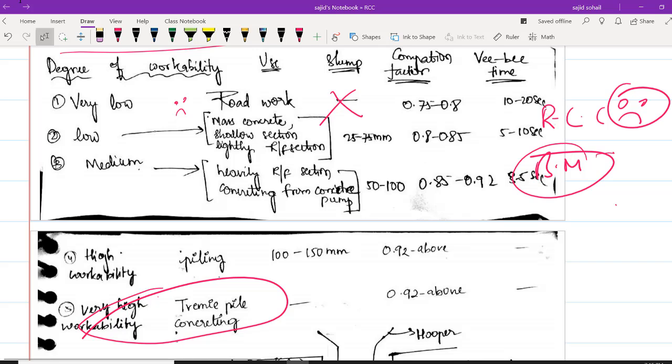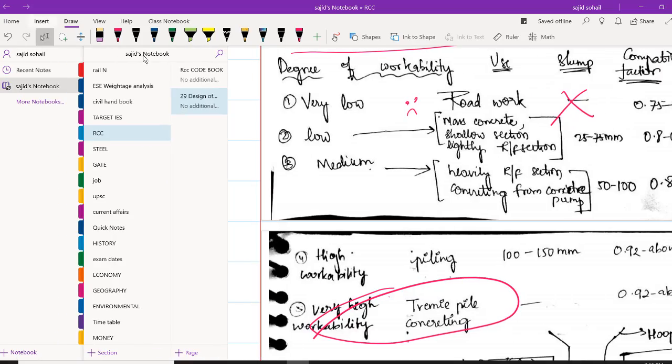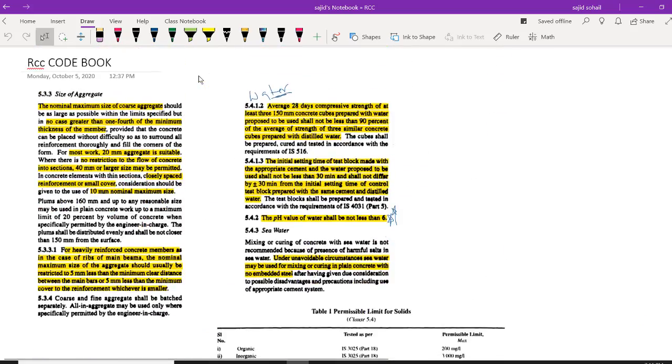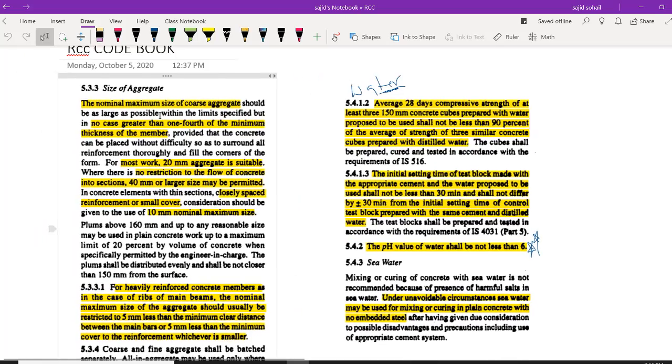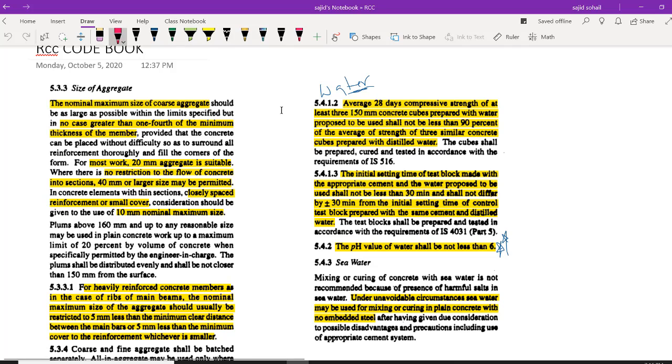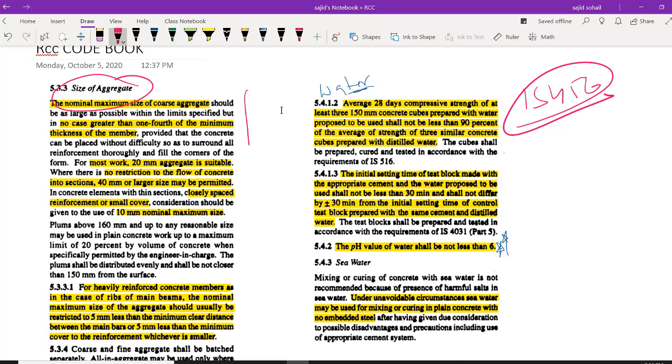What we can do is we can see some of the important bits, or I will tell you what you have to read, and please read it. So what about the size of aggregates? I have already highlighted it in the IS 456 soft copy which I have given you. So just read this. There is a maximum size of aggregates, you cannot exceed that. Whatever is highlighted, you have to be perfect in that.